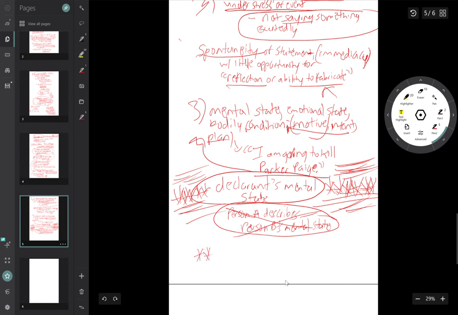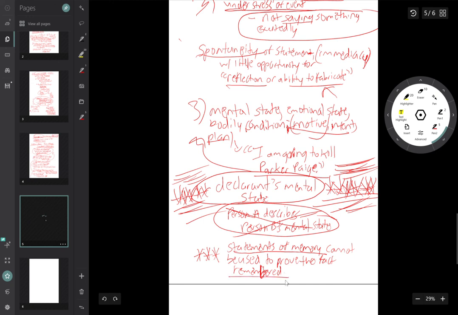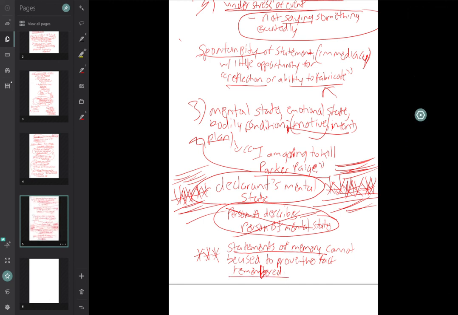An additional caveat. Statements of memory cannot be used to prove the fact remembered. So the statements of memory cannot be used to prove the fact remembered.